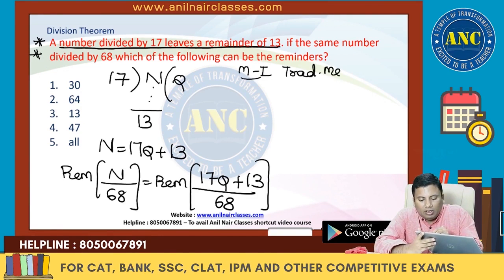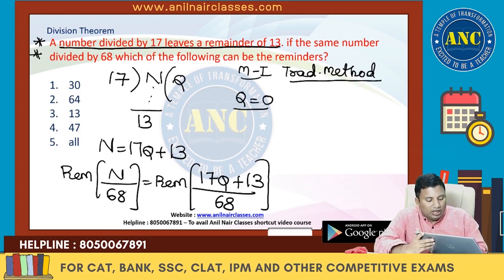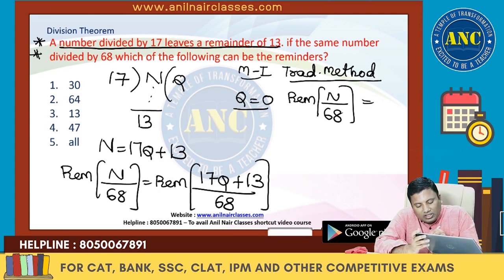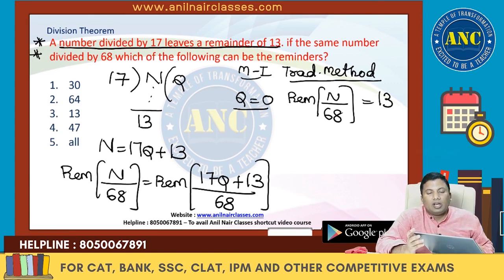Method 1, the traditional method. If q is 0, the remainder when n is divided by 68 will be 17 into 0, which is 0, plus 13 is 13. So one value I got is 13.